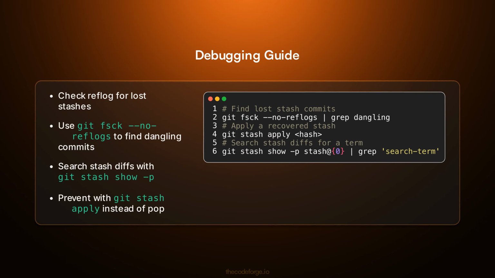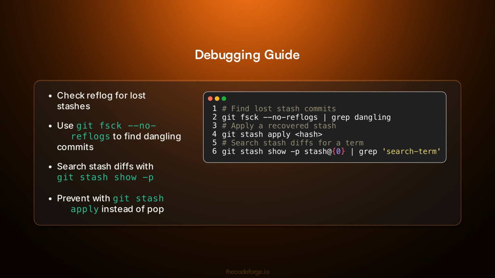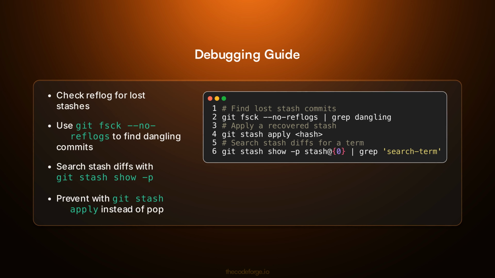If you lose a stash due to pop on conflict, you can recover it via reflog. Use git fsck --no-reflogs | grep dangling to find dangling commit objects. Then apply with git stash apply hash. To search stashes, use git stash show -p | grep. Prevention is key. Use apply instead of pop.